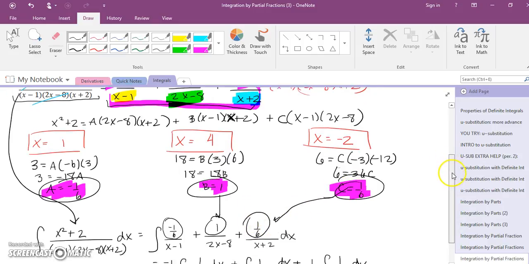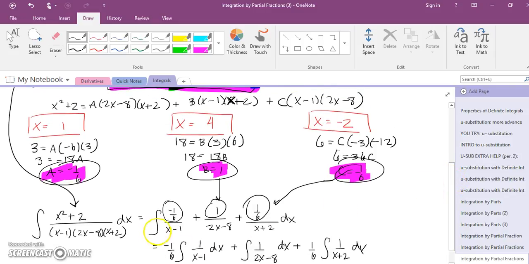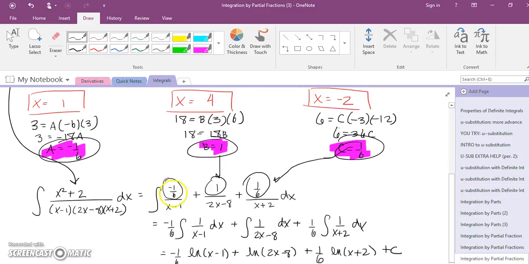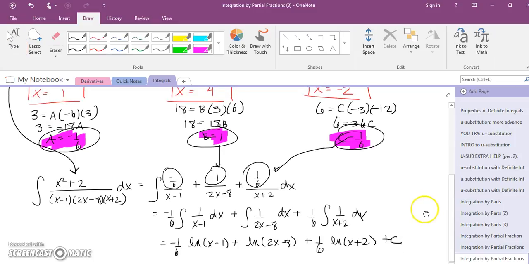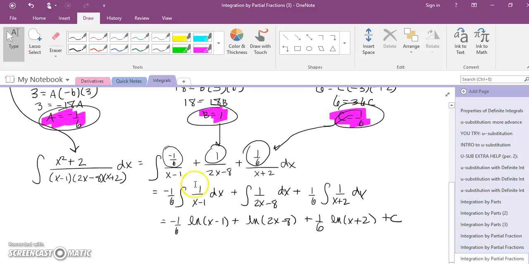So again, I'm going to use properties of integrals to make this look a little bit nicer. I'm going to pull out my constants. I'm going to do the antiderivative term by term. And that involves ln again because it's 1 over something to the first power. Remember, all of these are to the first power. And you're used to just being like x, not necessarily x and something else. But it works with x plus or minus something.